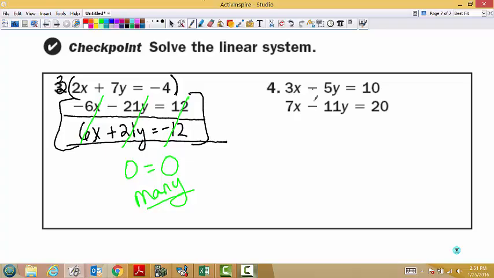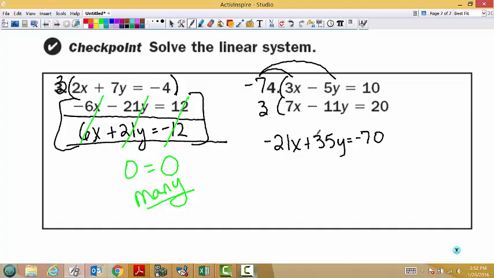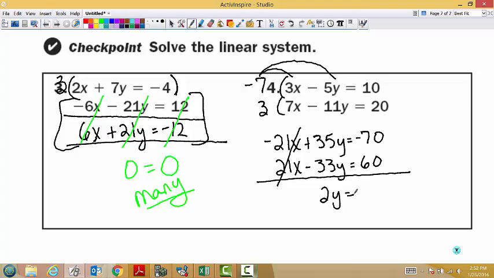And then here, this is ugly. This 3 won't go into 7, 5 won't go into 11, so I just multiply by opposites. I can multiply the top by negative 7 and the bottom by positive 3. So if I multiply the top, it'd be negative 21, 35, and negative 70. And then on the bottom I get positive 21, negative 33, and 60. Those cancel. 2 and negative 10? Yeah. Divide by 2. Y is negative 5.